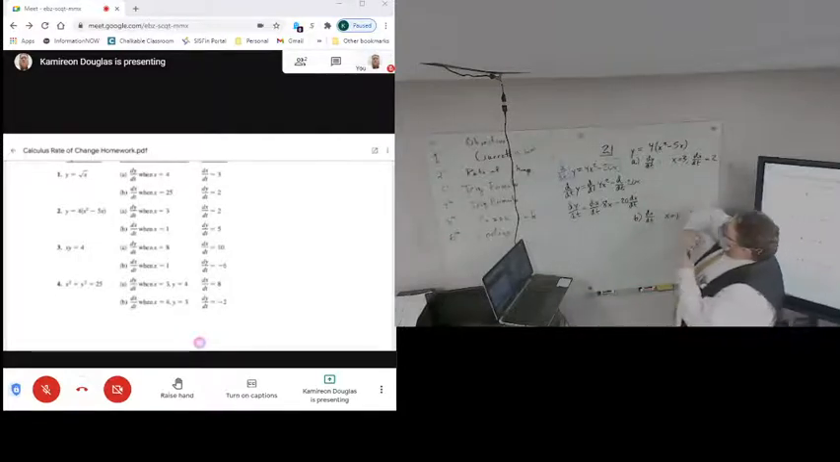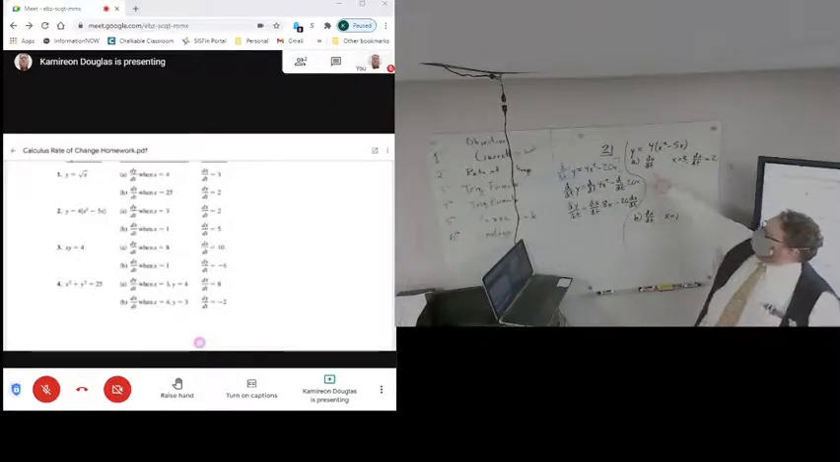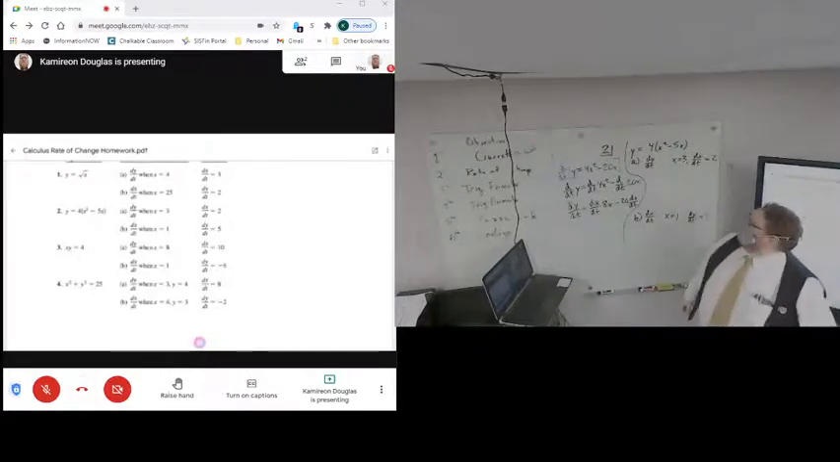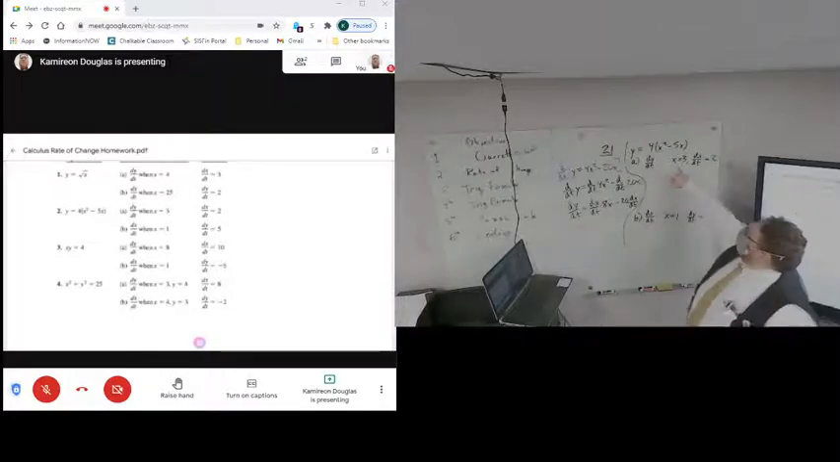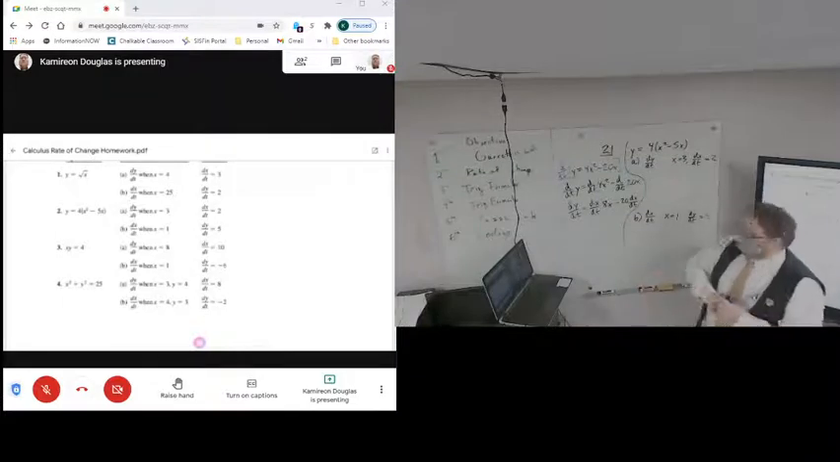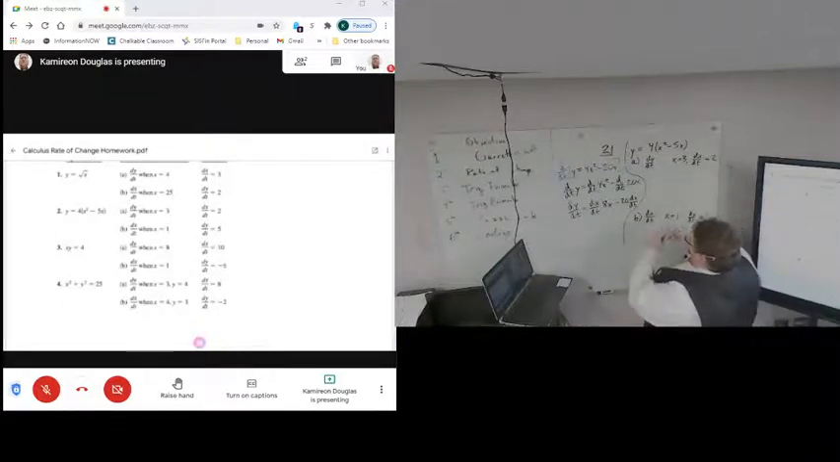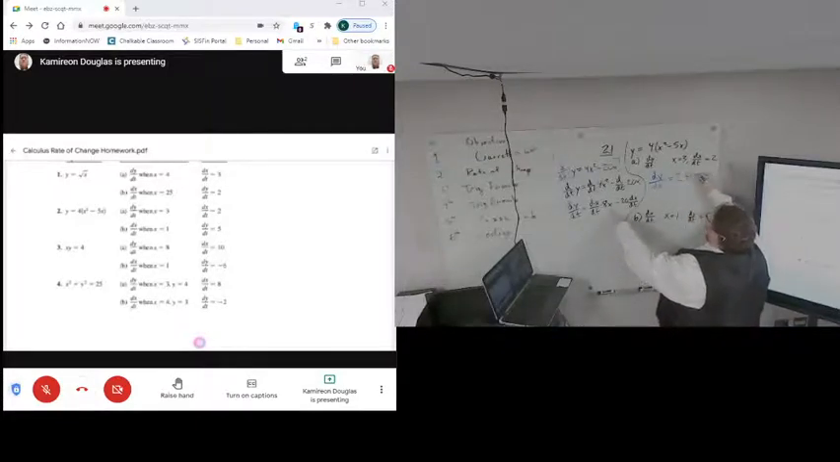So what's A asking for? A asks for dy dt when these two conditions are met: when x equals 3 and dx dt is equal to 2. So I go to this problem. Everywhere there's an x, I plug in 3. Everywhere there's dx dt, I plug in 2.